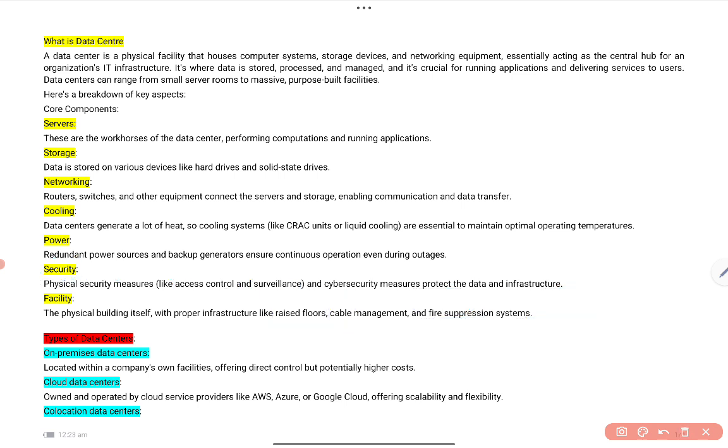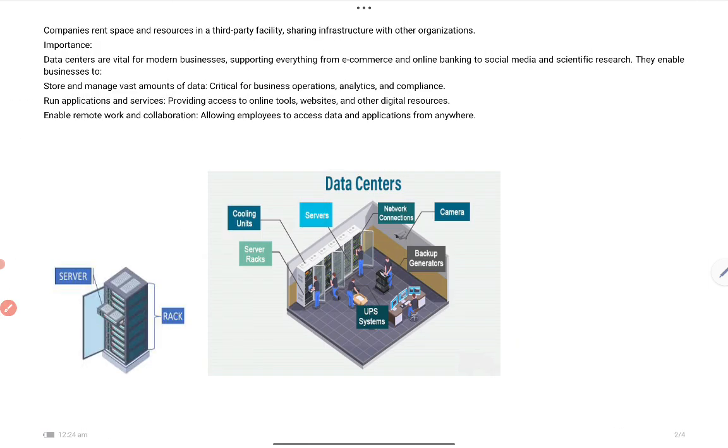Okay, now we will look at the types of data center. Our first type is the on-premises data center, located within a company's own facilities, offering direct control but potentially higher cost. Cloud data center, owned and operated by a cloud service provider like AWS, Azure or Google Cloud, offering scalability and flexibility. Colocation data center, where companies rent space and resources in a third party facility, sharing infrastructure with other organizations.